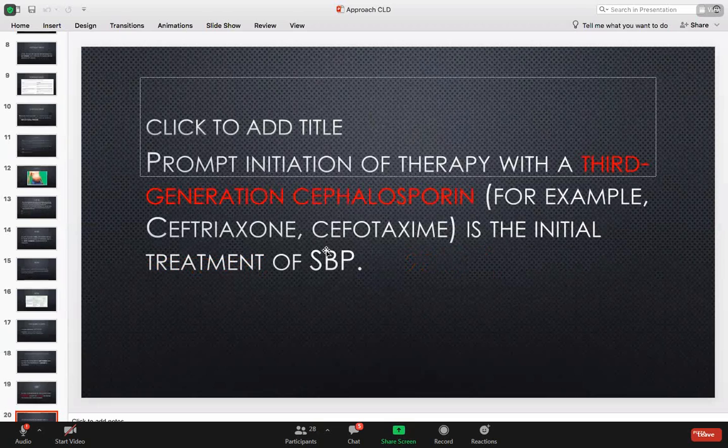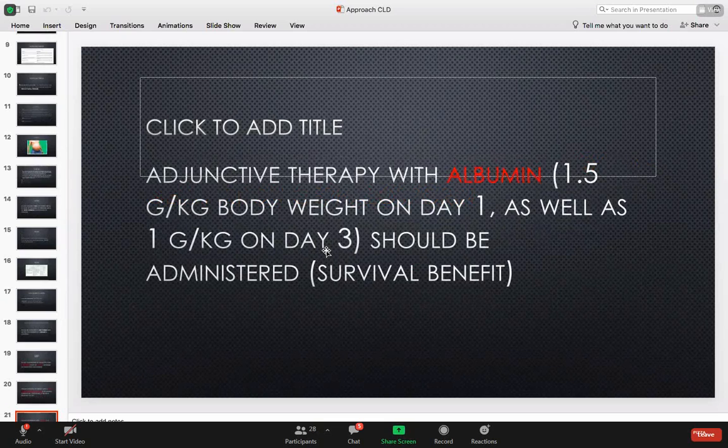Like in this case, we should initiate the antibiotic, usually in the form of a third generation cephalosporin like ceftriaxone, as an initial treatment, and follow the culture and adjust the antibiotic accordingly. In addition to the antibiotic, we give them albumin, 1.5 gram per kilogram in the first day, as well as 1 gram per kilogram in day 3. This actually showed a survival benefit.